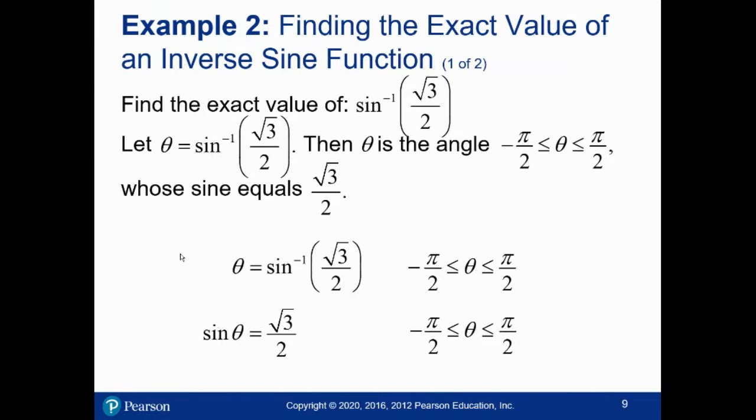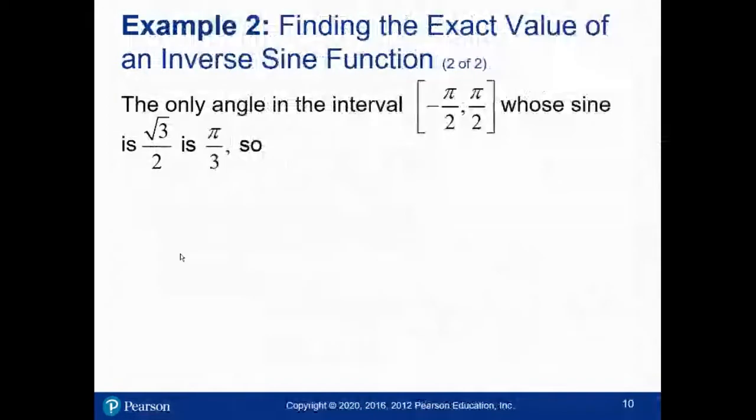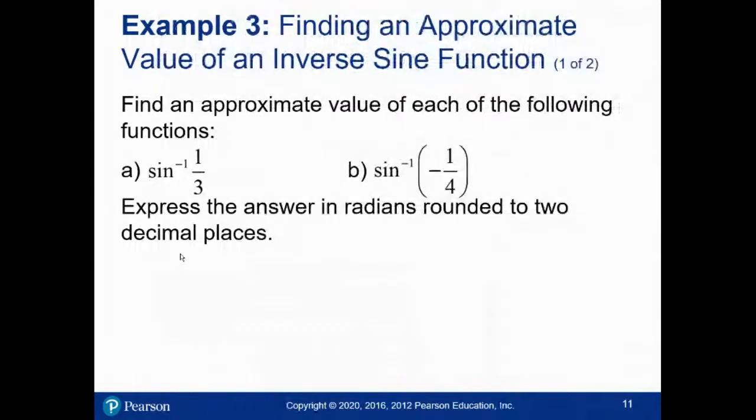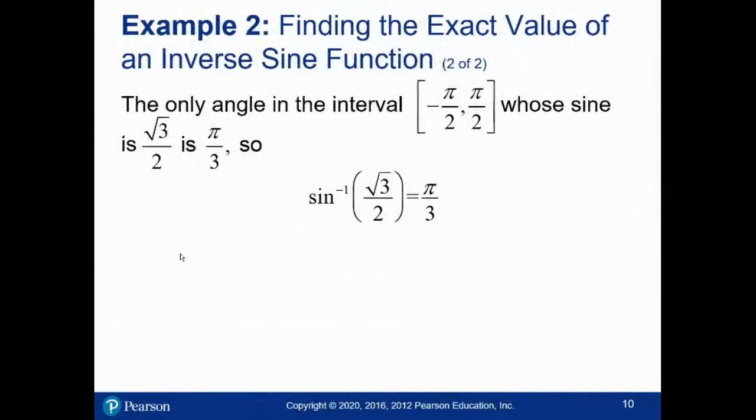So what's an angle whose sine is √3 over 2? Well, the only angle in between plus or minus pi over 2 whose sine is √3 over 2 is pi over 3. Sorry, I'll go back because I want to draw a picture of this. So here's the unit circle.